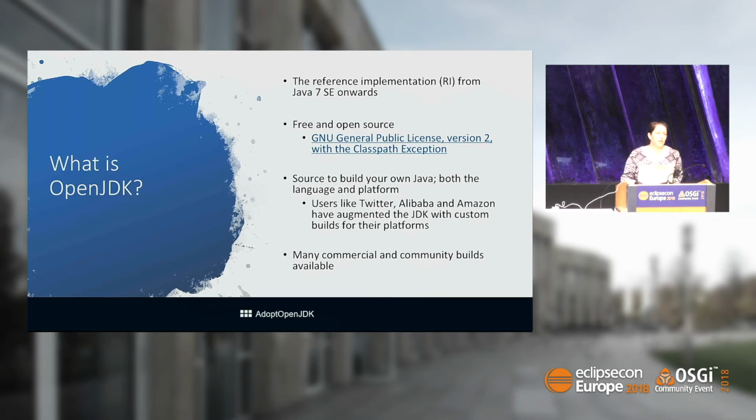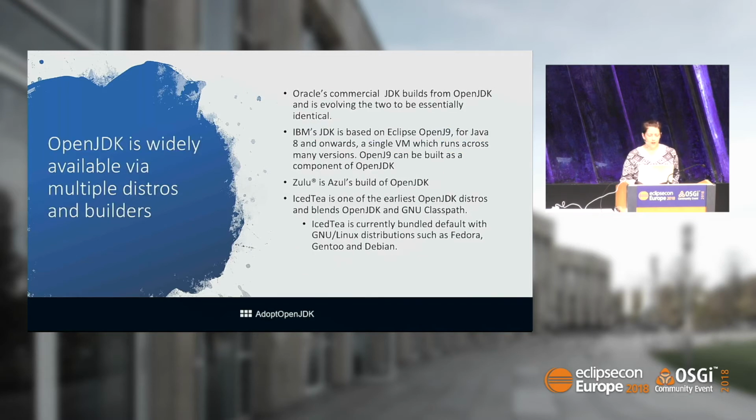So what is OpenJDK then? It's the reference implementation for Java 7 SE and onwards. It's licensed with the GPL and classpath exception. And it's the source code to build your own Java. So users like Twitter, Alibaba, Amazon have augmented the JDK to have their own custom builds that suit their needs. And there are many commercial and community builds also available of this OpenJDK. It's, in fact, widely available via multiple distributions and builders.